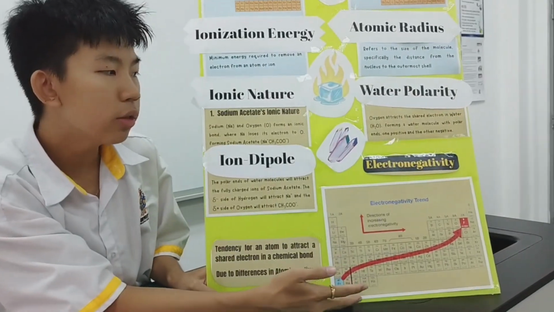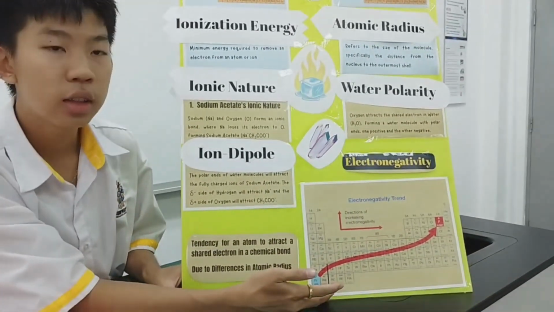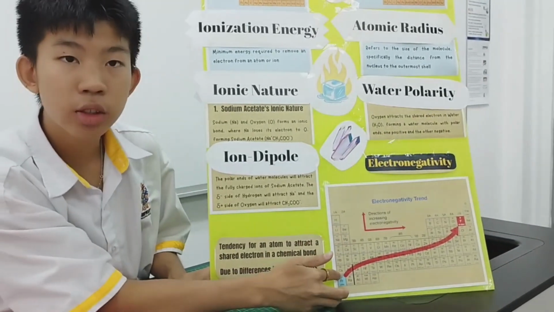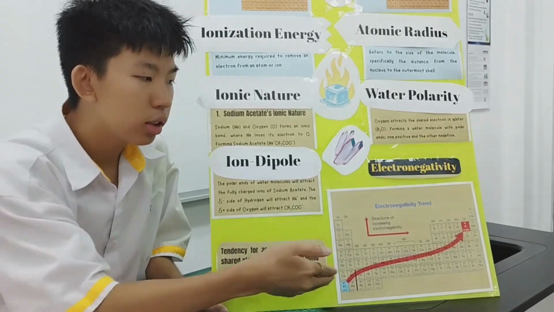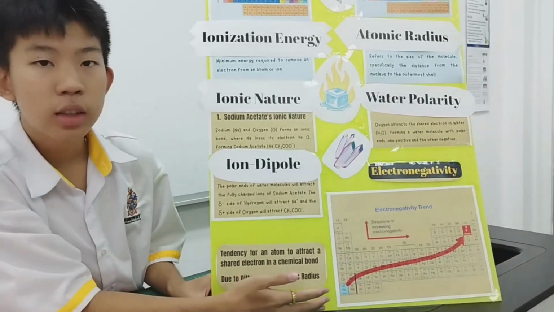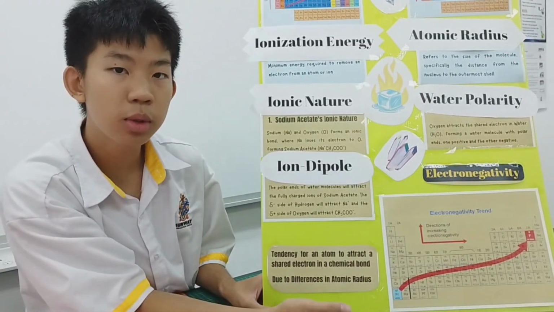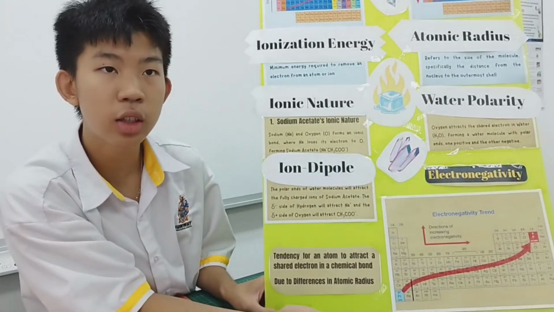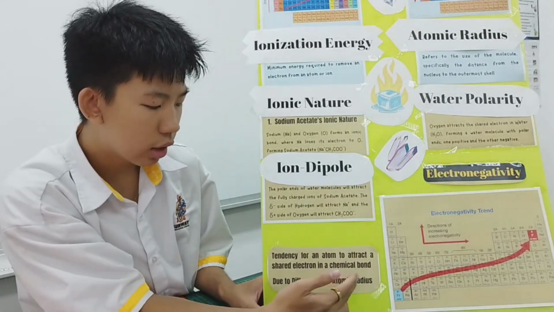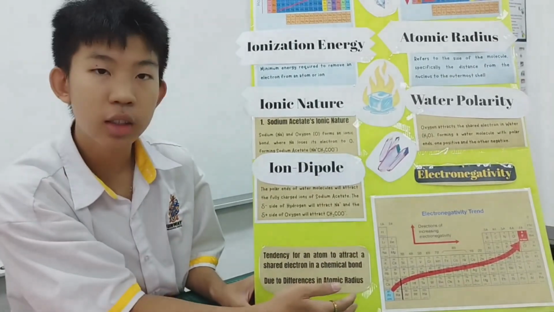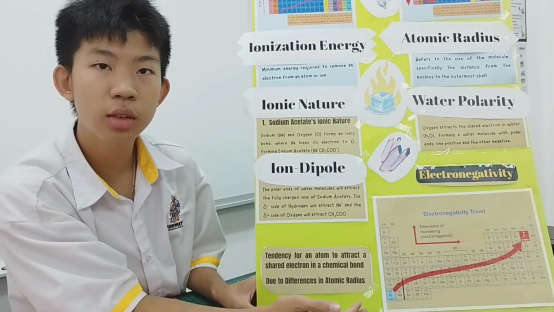The trend of electronegativity in the periodic table is that it decreases down a group and increases across a period. The definition of electronegativity is the tendency for an atom to attract an electron in a chemical bond, and this is due to the difference in atomic radii between the different elements.